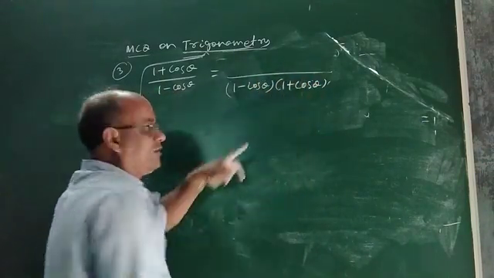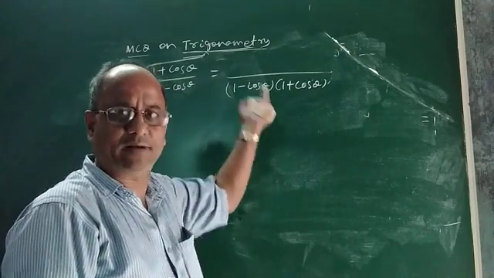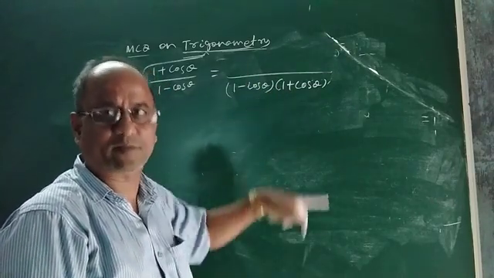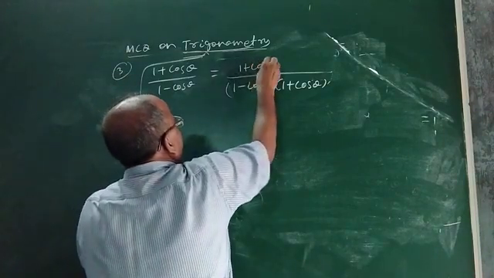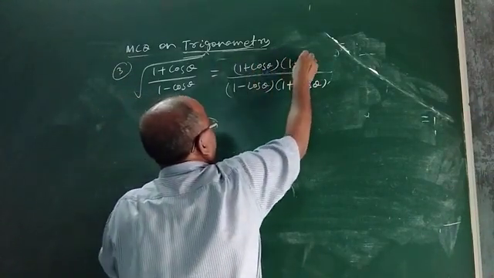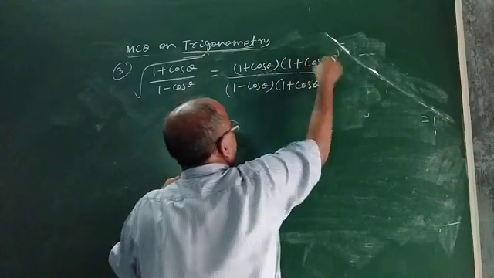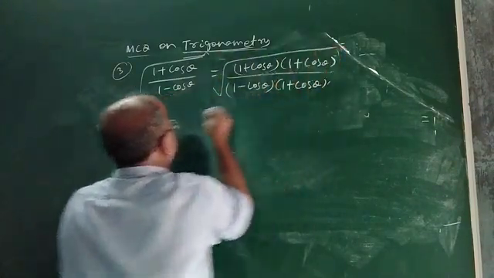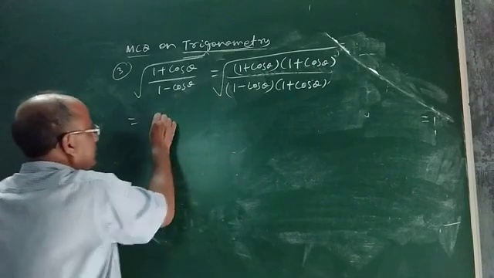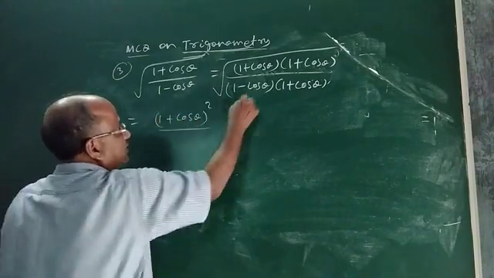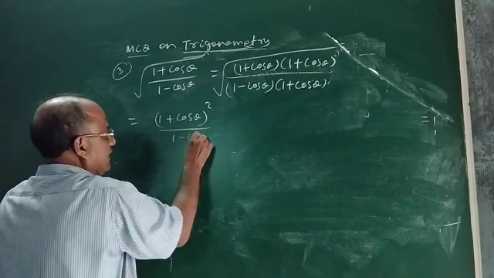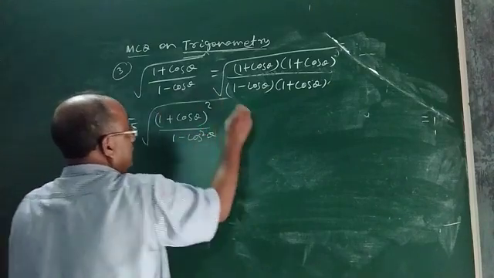We cannot multiply it only to the denominator, we have to multiply it to the numerator also, otherwise the value of the fraction will change. So this is 1 plus cos theta into 1 plus cos theta, now under square root. Now this will become what? Your a plus b whole square, that is 1 plus cos theta whole square, and this will become 1 minus cos square theta under square root.